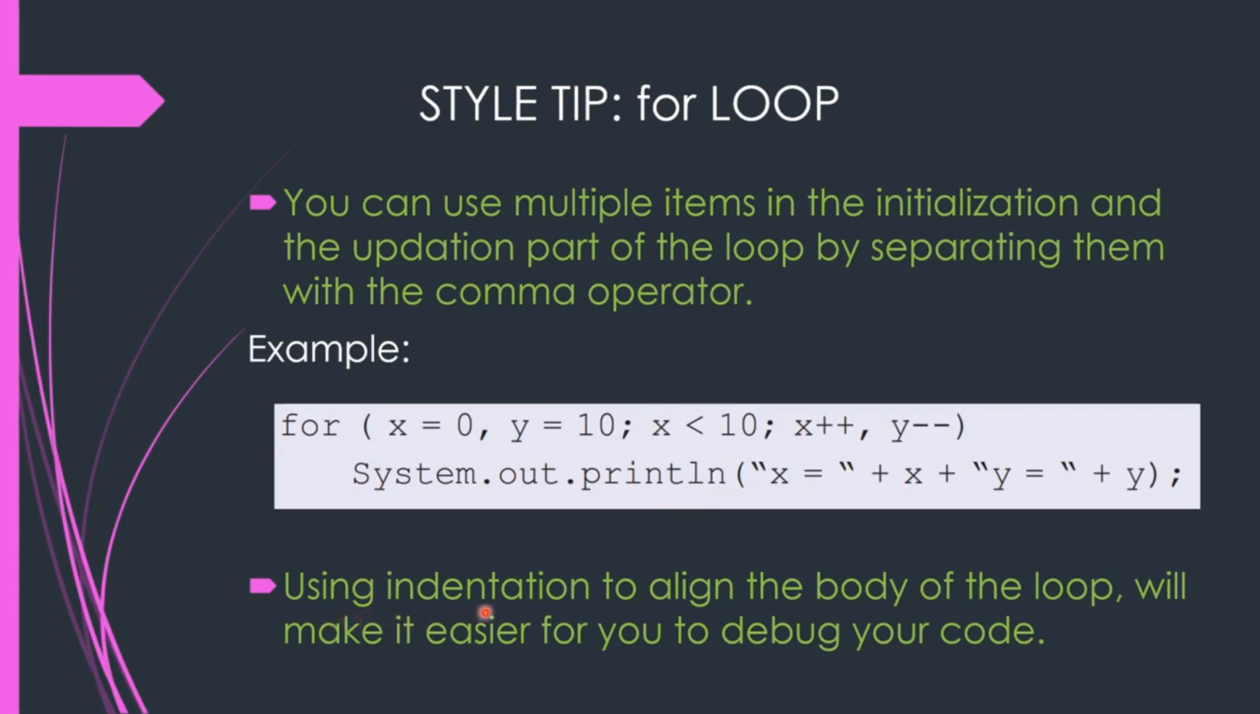Next is using indentation to align the body of the loop will make it easier for you to debug your code. As we also discussed this style tip in previous loops, if we use indentation, then it will align the body of the loop. And what will it do? It will make it easier for us to read it, to understand it, and majorly to debug it. Because if your code has some error, then it will be clearly seen if you are using the right indentation. So for this purpose, we use indentation and it helps us to align the body of the loop.